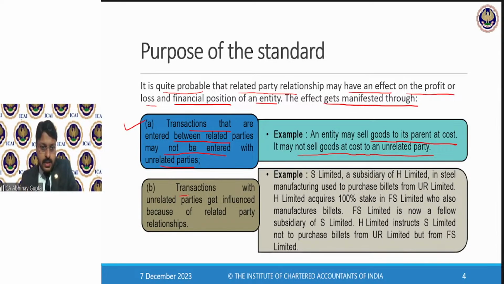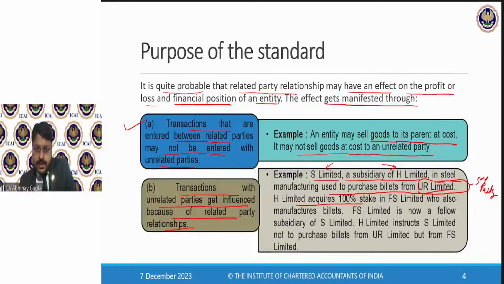Again, the next scenario is that transactions with unrelated parties get influenced because of the related party relationships. For example, S Limited, a subsidiary of H Limited. So S Limited is a subsidiary, H Limited is a holding company. In steel manufacturing, S Limited used to purchase billets from UR Limited. So UR Limited is any unrelated third party, right? Third party.